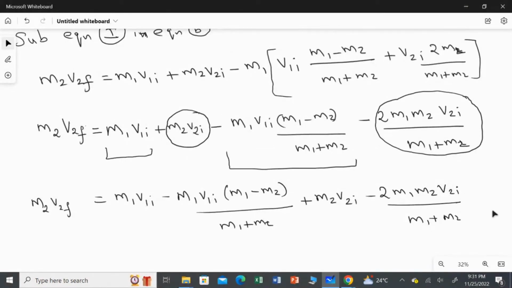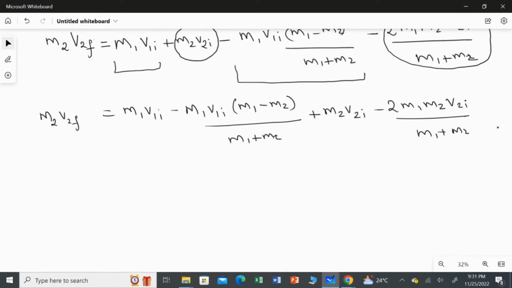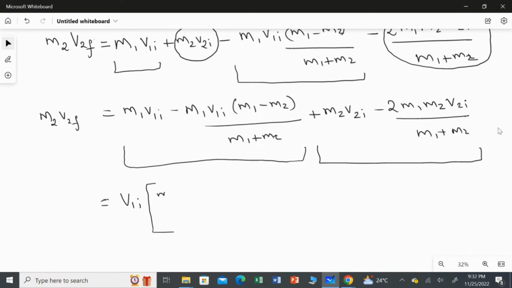Okay, now it's very easy for taking the common term outside. So what I'm going to do, in these two terms, I'm going to take V1 initial as a common, and in these two terms, I'm going to take V2 initial as a common. So by that, we can re-modify that equation in a new form, right? So okay, let's take V1 initial as a common term. So what will be coming inside? M1, right? M1 minus M1 multiplied by M1 minus M2 over M1 plus M2, right? That's it.